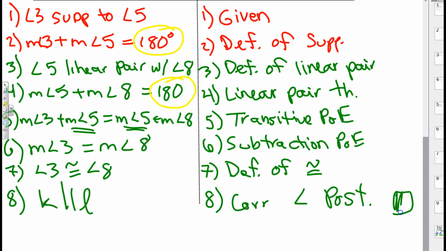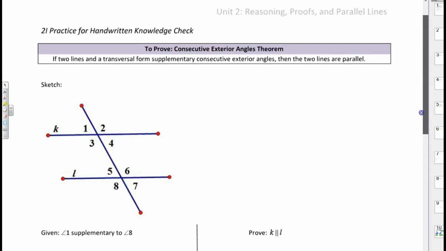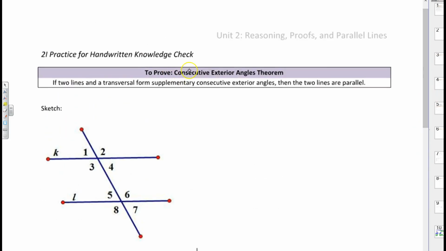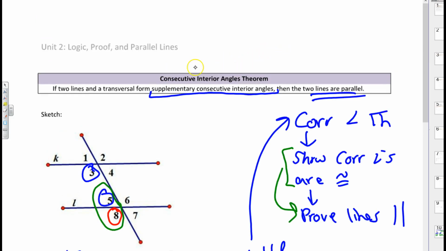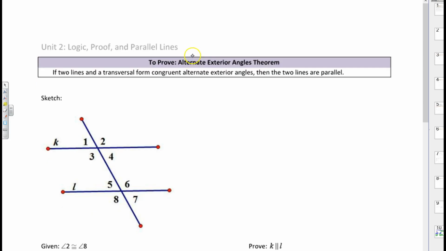And we're done. Yay! All right, guys, so your practice is going to prove some more of these theorems, okay? I'll tell you guys, these you can easily model after some of the other theorems we've done. So if you want to prove the consecutive exterior angle theorem, I recommend modeling it after the consecutive interior angle theorem. They're pretty much the same proof, just with different angles, okay? If you want to prove the alternate exterior angle theorem, go back and model on the alternate interior angle theorem. They're very, very similar.